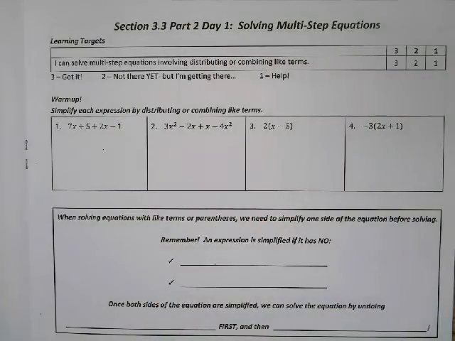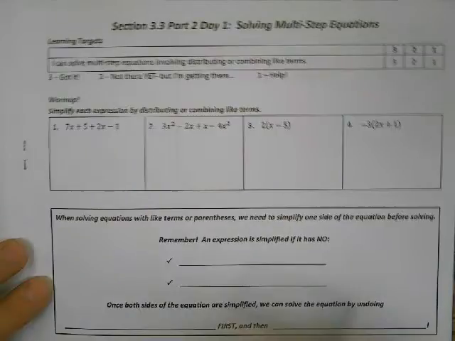Now those are skills that we learned back in Chapter 2, so the first thing we're going to do is just quickly review both combining like terms and the distributive property. So that's what these first four examples are about.